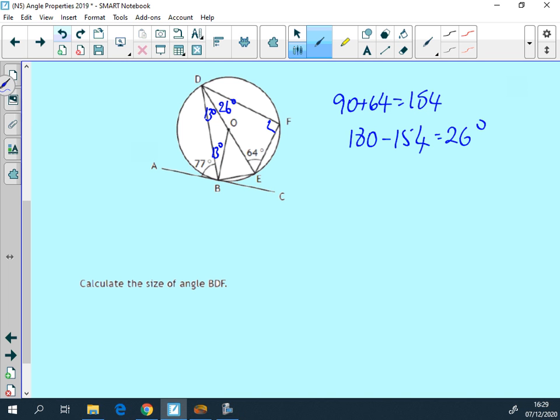Now, the angle I'm finding is BDF. So BDF is that full angle in there. So the angle BDF is going to be 13 add 26, and 13 add 26 is 39 degrees. So have a work through, especially some of the ones that look more like circles. Slightly different angle properties will come in with different shapes. But I hope you found this video useful.